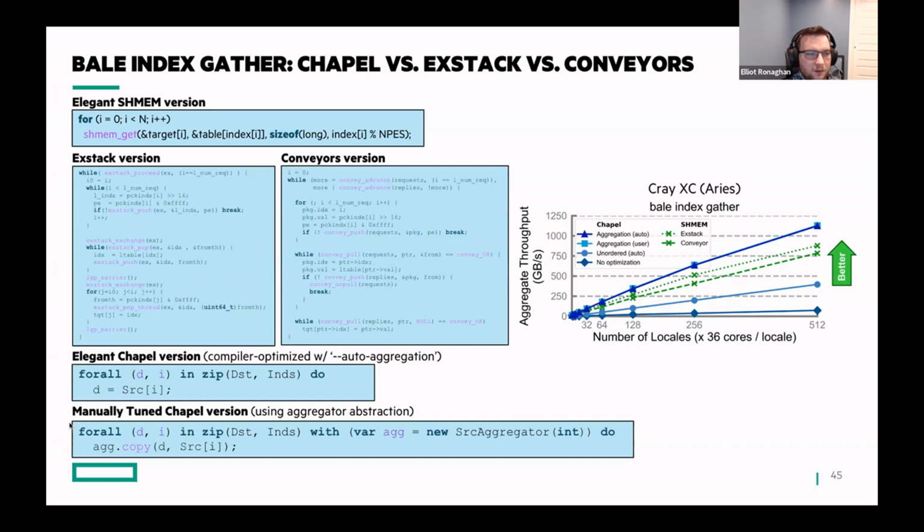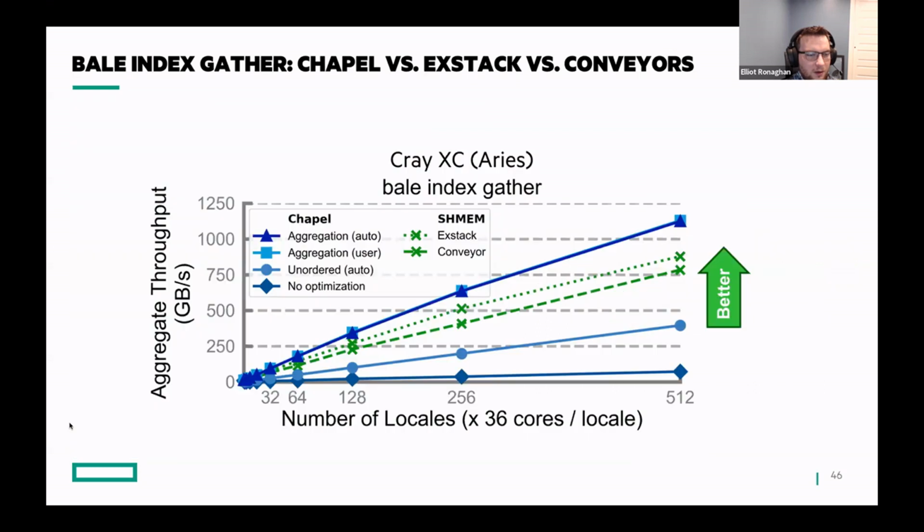And if we compare that to the Chapel version, we've already seen the elegant, or the intuitive, or the naive Chapel version. And we see that with the data parallel forall over the destination and indices. And we know that this can be automatically optimized by the compiler. But even if you couldn't do that, I don't find the manually tuned or the manually aggregated version to be that much worse in terms of code readability. It's the same data parallel loop. We're adding some variables to do aggregation, and we're switching out an assignment for the copy. And then blowing up the performance graph here.